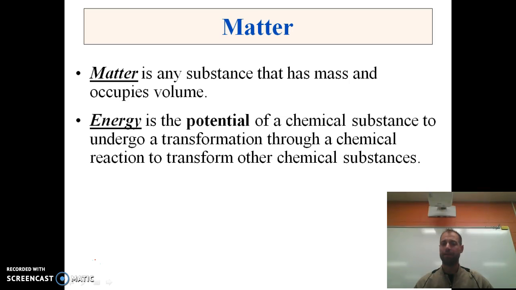Energy in chemistry is going to be the potential of a chemical substance to undergo transformation, usually through a chemical reaction so that it can transform into other chemical substances. All right, so these are two very different things, but these are the two major components of our universe.